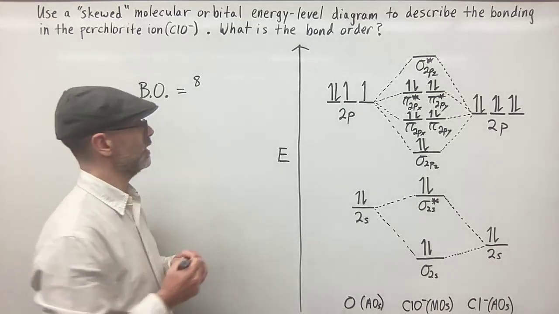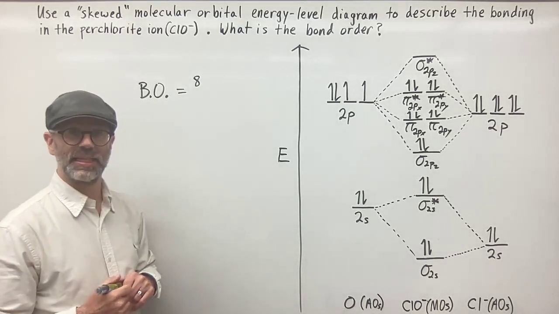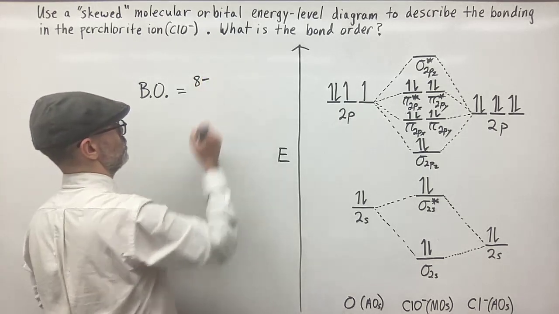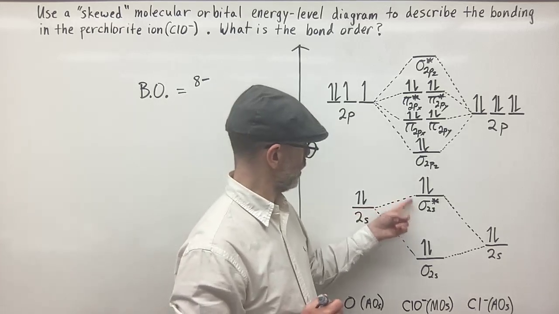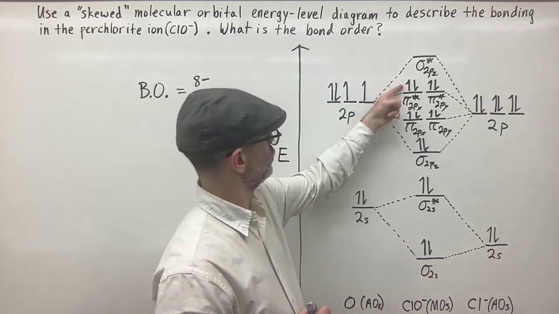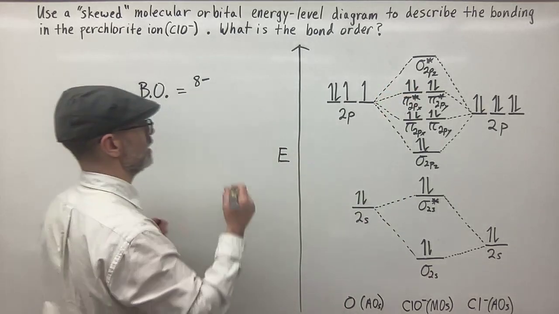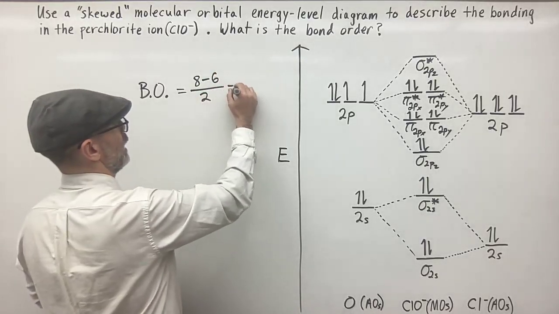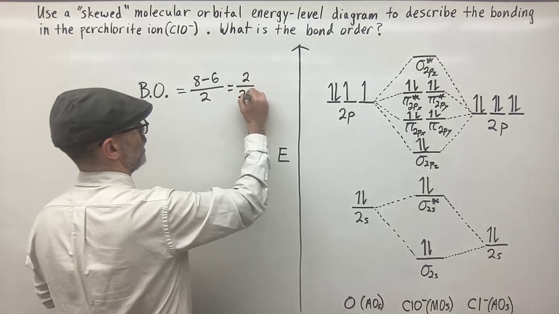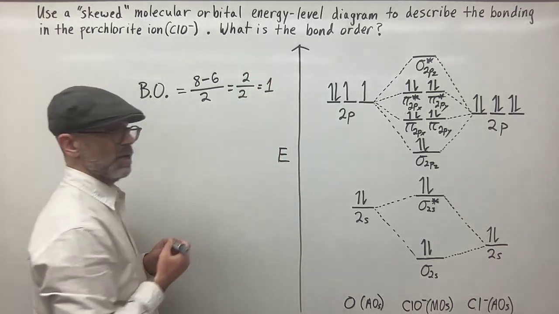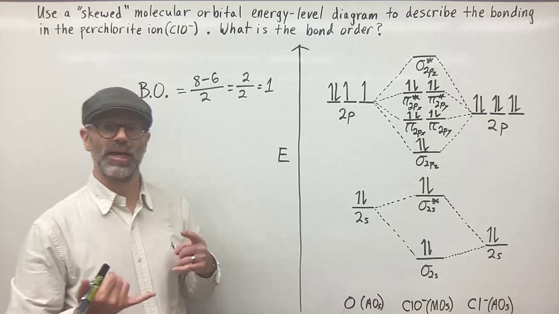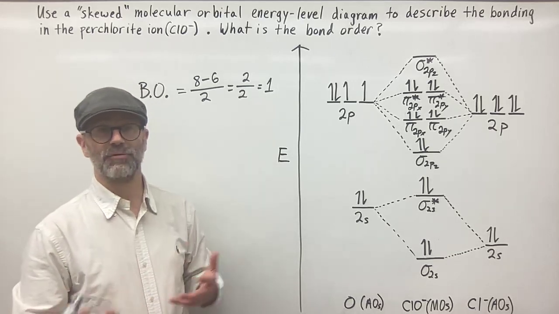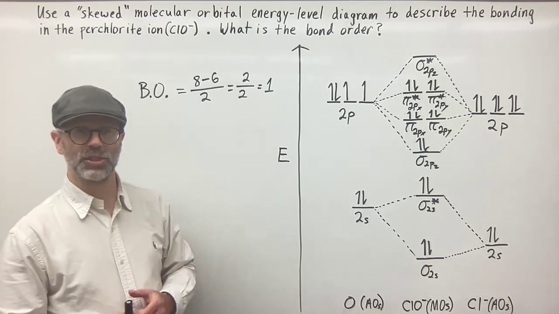Now we want to count the anti-bonding electrons in the anti-bonding molecular orbitals, and we're going to subtract those. So we're going to subtract how many? We have 2 here. That's 1, 2. We have 2 here and 2 here. That's 6. So we're going to subtract out 6. Divide the difference by 2. 8 minus 6 is 2. Divided by 2 gives us 1. So the bond order is 1, meaning that it only has 1 bond between the oxygen and the chlorine, and that fits with what we know from experimentation.